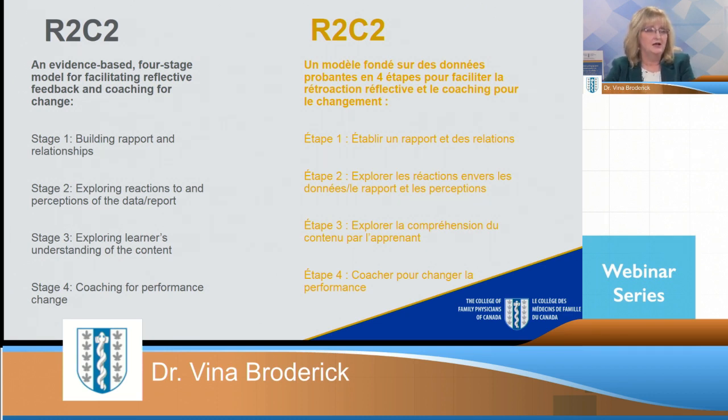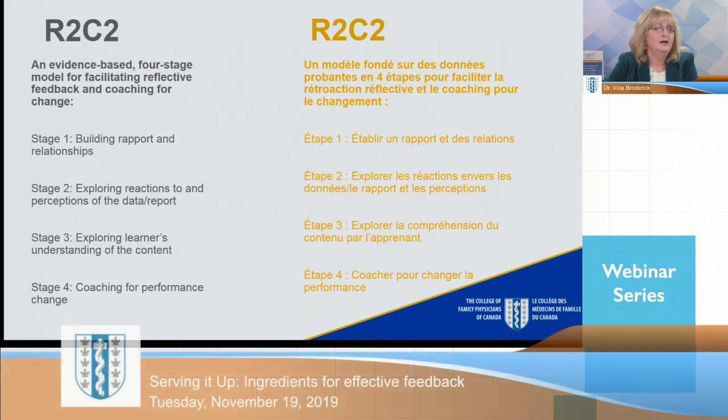Number 3, content. Is there anything you want to focus on? And number 4, coaching for change. Might be something that they want as a goal. So this is also a very interesting and important feedback model. There's one other, or several other, that I'll mention just very briefly.